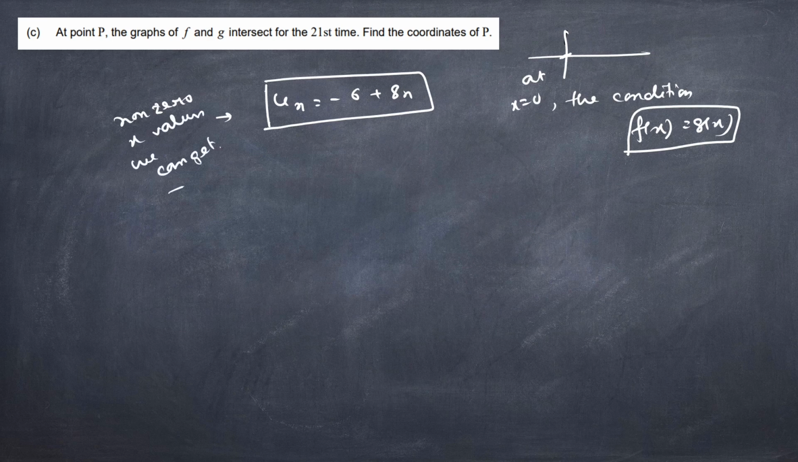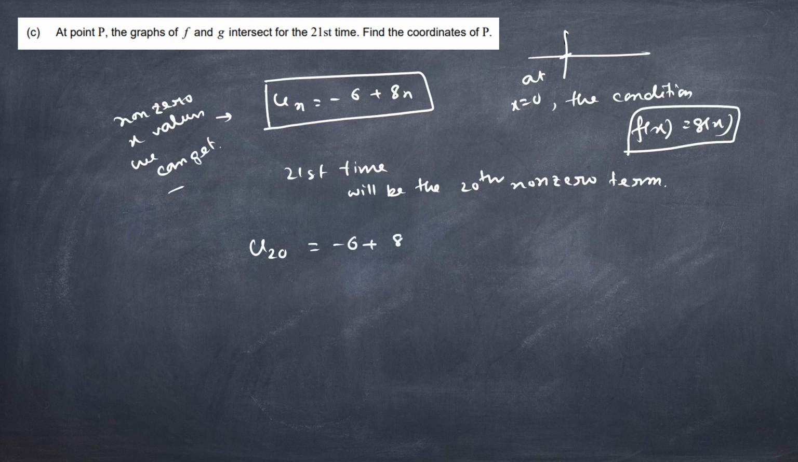So for us the 21st time will be the 20th non-zero term. So this is the 20th non-zero term. So from here we can calculate u20 is equal to minus 6 plus 8 into 20. So it is minus 6 plus 160. So the term is 154. Now we need to find out the coordinates of P. So u20 is equal to 154. So this is basically the x coordinate.